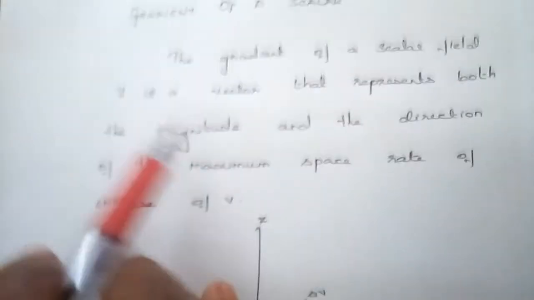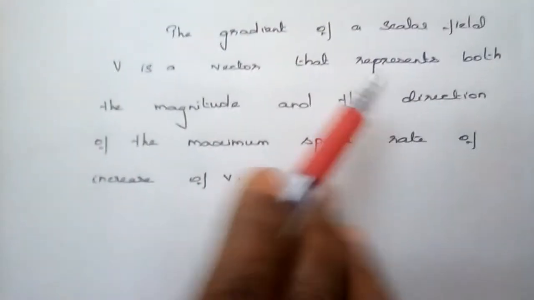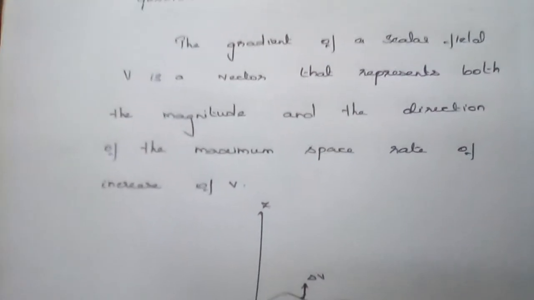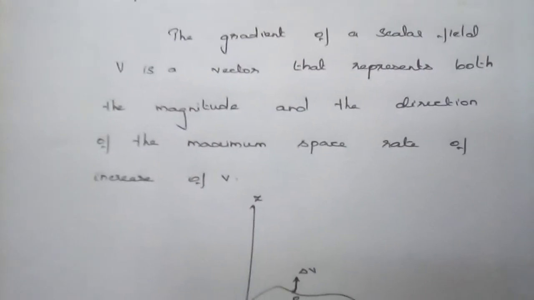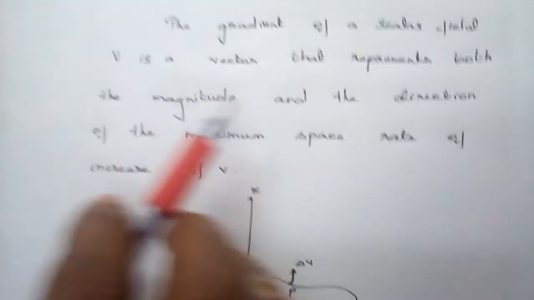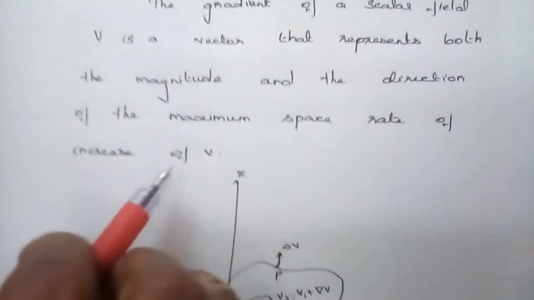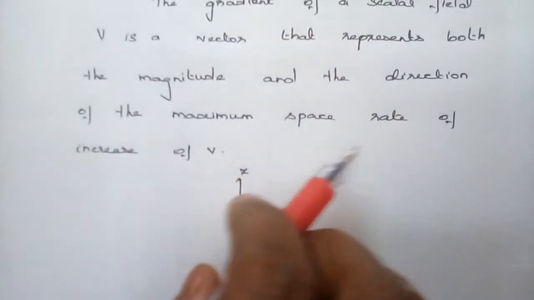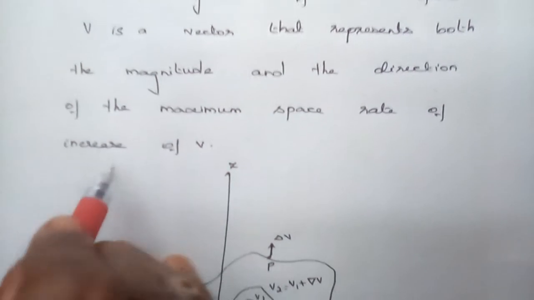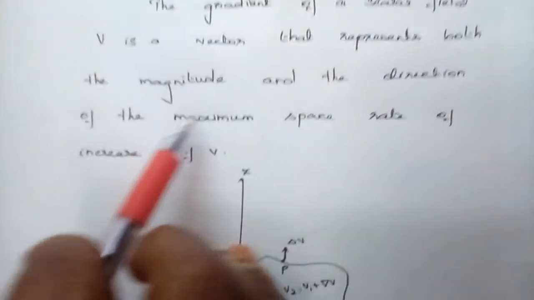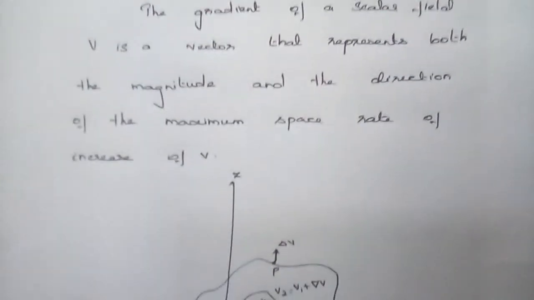Initially, let us define the gradient of a scalar. The gradient of a scalar field V is a vector that represents both the magnitude and the direction of the maximum space rate of increase of V.